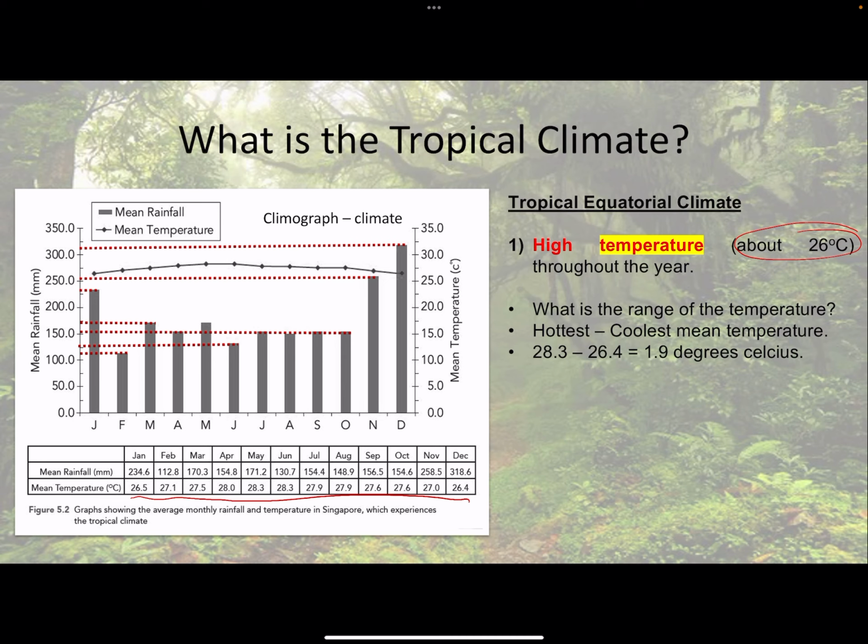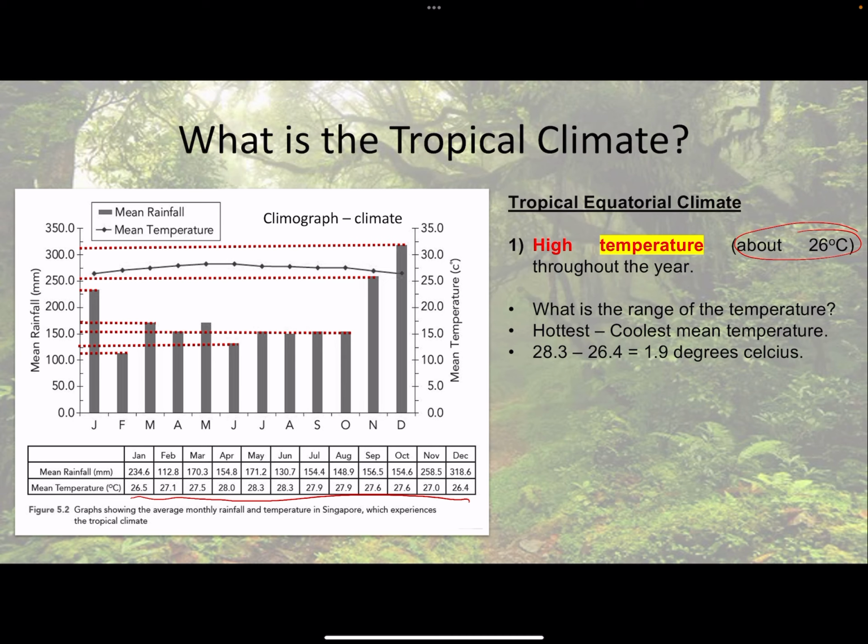the range of temperature. What do we mean by range? What's the hottest in the year minus away what's the coolest month in the year, and you will see a very small variance only. So for tropical equatorial climate, because you have a lot of sun, you need to have a lot of rain. You're going to have high rainfall annually, high temperature, and a low temperature range, because whichever month it is, it's going to be warm.